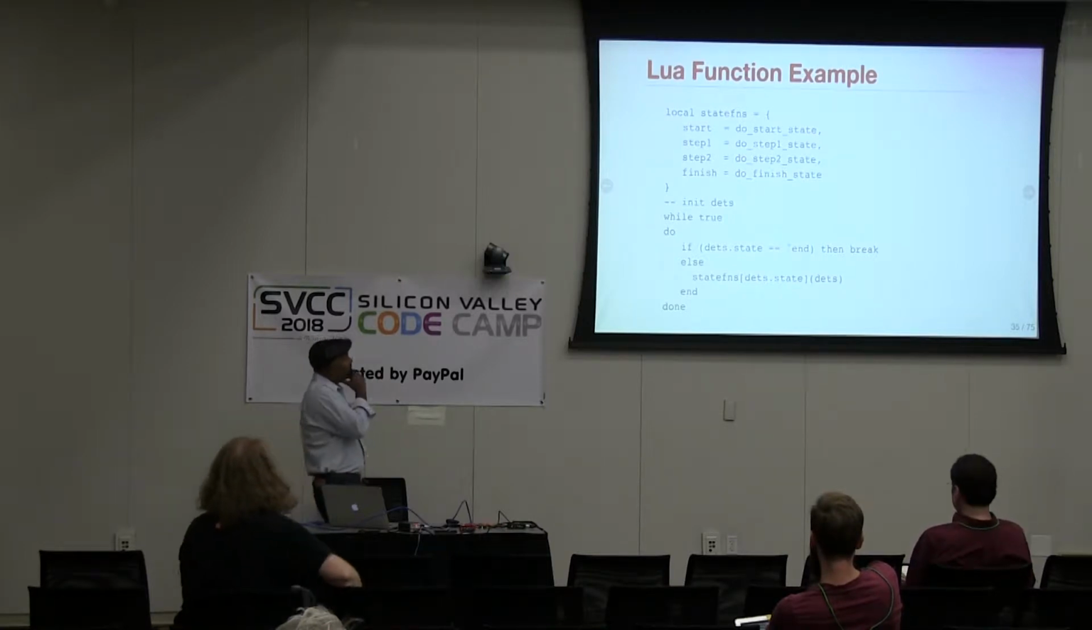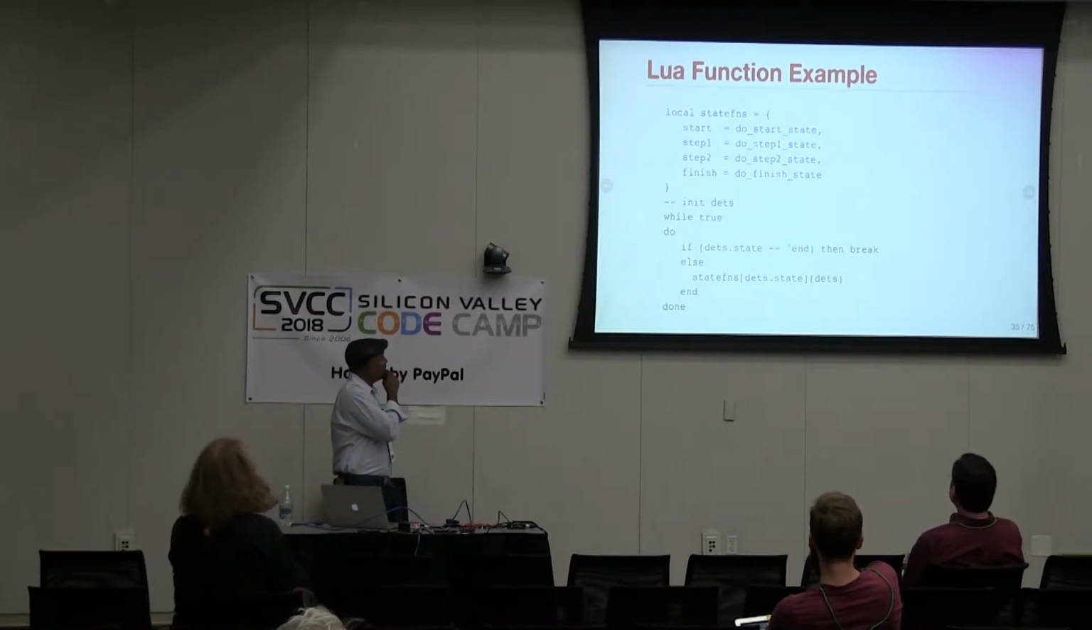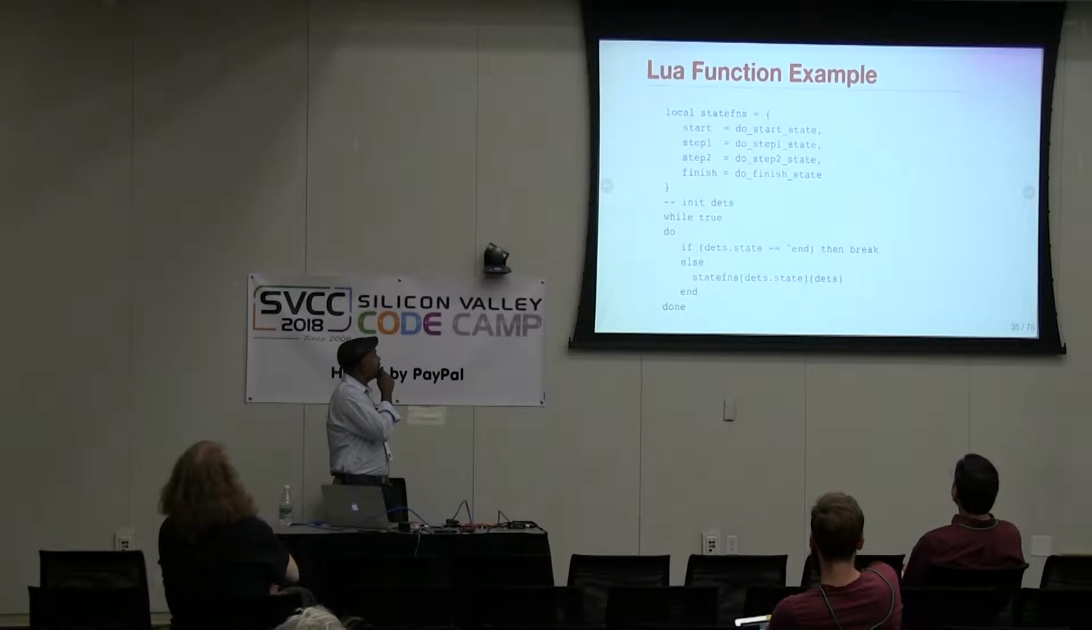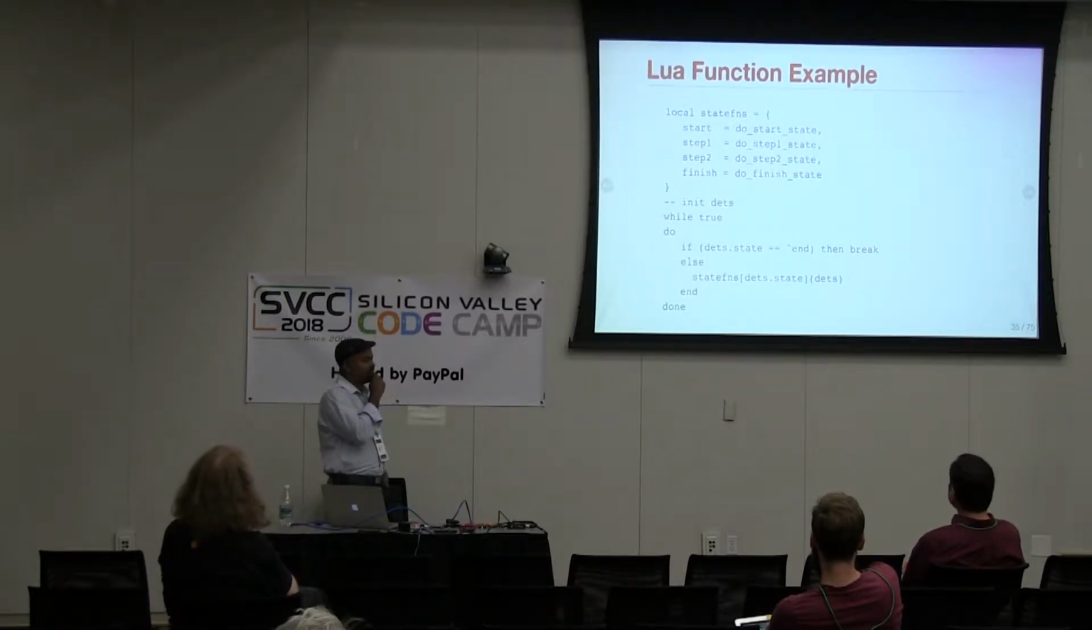So this is a state machine that runs through different state functions that represent different states, and it just runs through them, and all these functions are assigned to variables inside that table. The state_fns here is a table with do_start_state and the rest being functions assigned for each of the states.